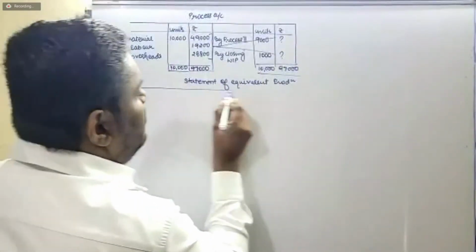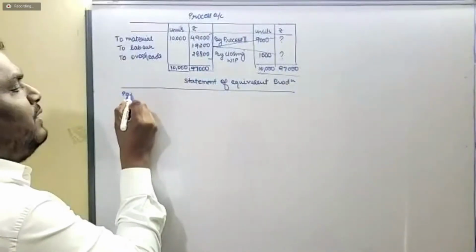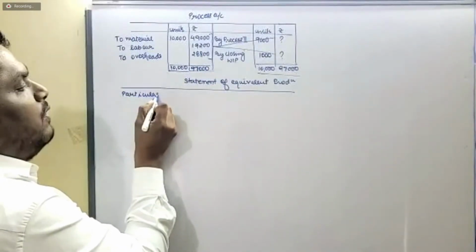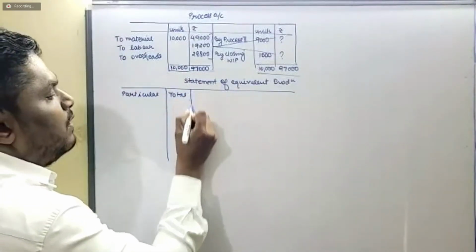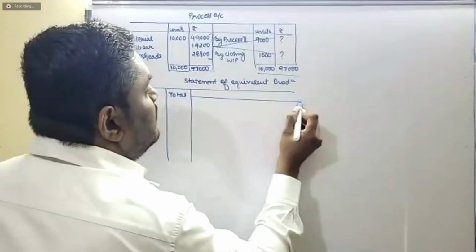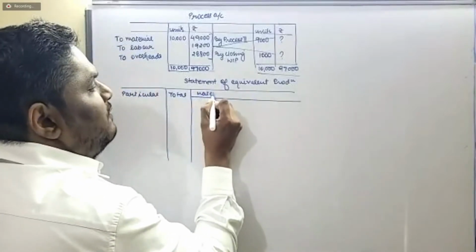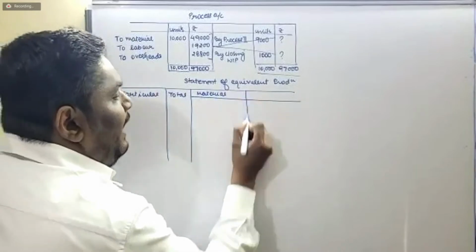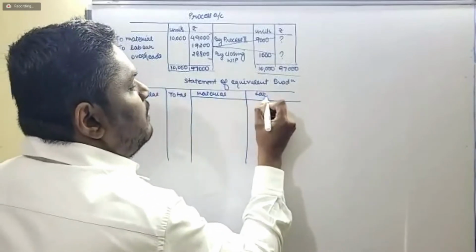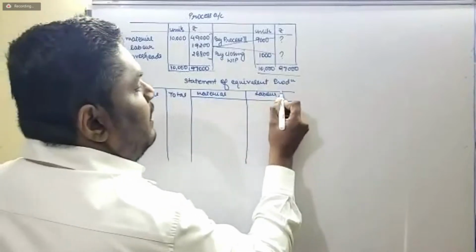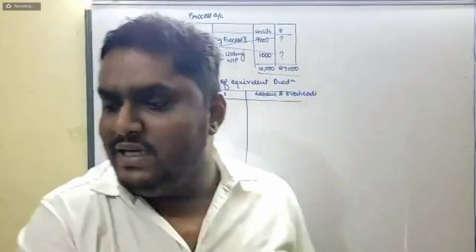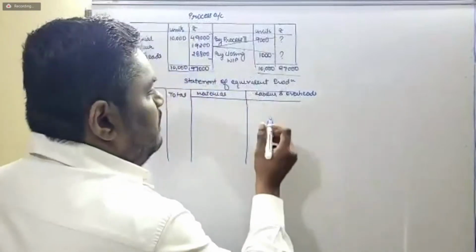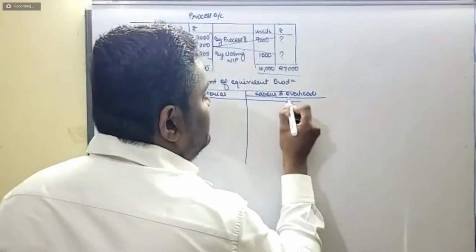So, statement of equivalent production, the first column is the particulars. The total number of units. Since the percentage of completion of material and labor and overheads is different, we'll prepare material separately, and labor and overheads in the same column as the percentage of completion of labor and overheads is same. So we will prepare only one column for the same.